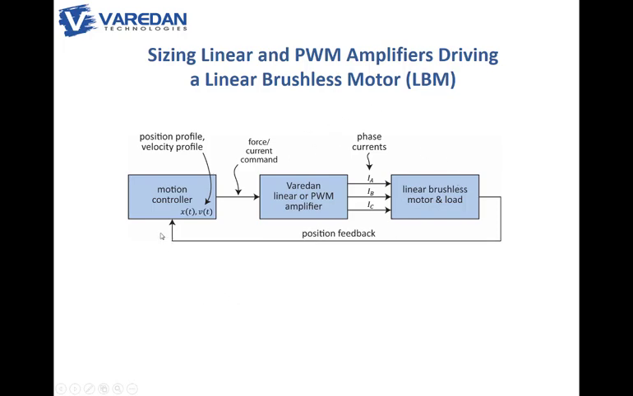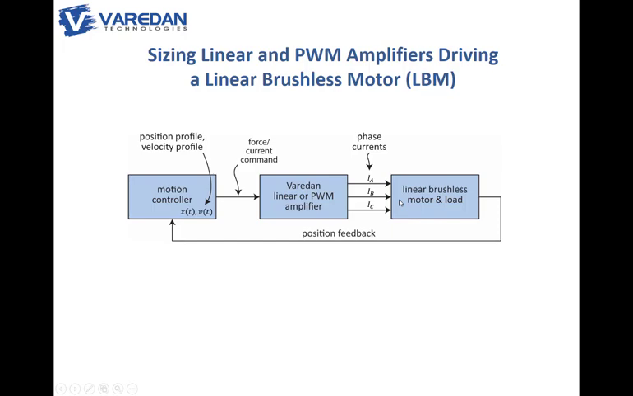There's a motion controller that commands a position profile x of t, which implicitly defines a velocity profile v of t. This motion is assumed to be periodic. That is, once completed, the motion repeats itself. We use the velocity profile in the amplifier sizing process. There's a Varidan linear or PWM amplifier that produces phase currents that drive the linear brushless motor and load.